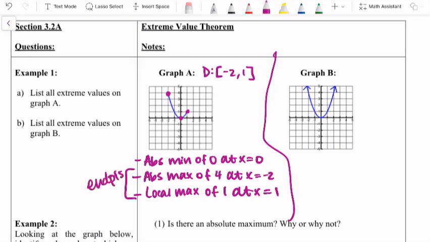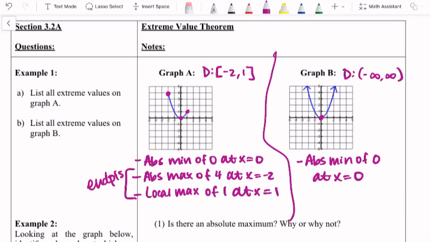Okay, looking at graph B, this looks like it's the same graph, except we don't have a restricted domain. So our domain is negative infinity to infinity. What that means is we're just going to have one point here. We still have our minimum of 0 at x equals 0. In this case, this is the lowest point that ever exists on this graph. So again, I'm going to say that this is the absolute min of 0 at x equals 0.